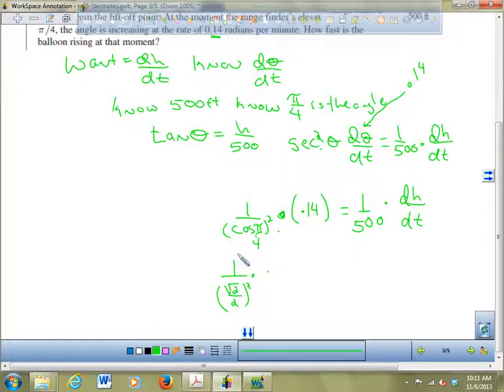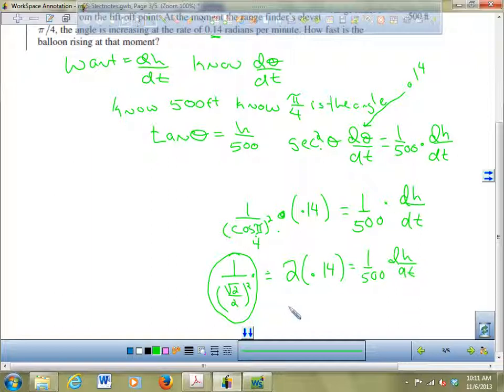And 1 over root 2 over 2, squared, is 2 over 4 inverted, so this quantity comes out to be 2. Did you know that? 2 times 0.14 equals 1 over 500 dh dt. And so dh dt is equal to 0.28 times 500, or 1,000 times 0.14, which comes out to be 140 feet per second. So you should put your unit, and that's how fast the balloon is going up.